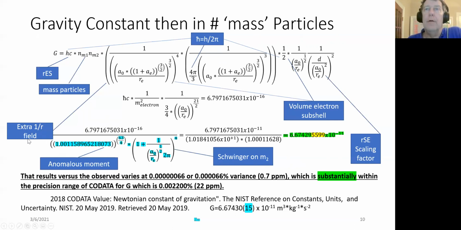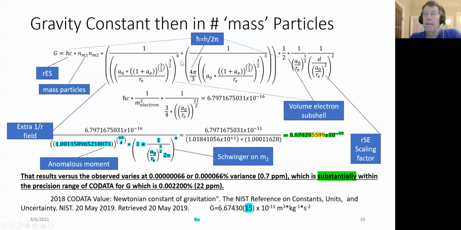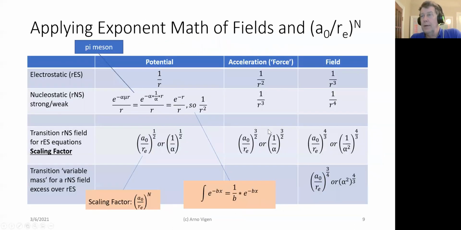Now, there are a couple other parts. Extra 1 over r field. And this is how I get rid of the mass particles, because the mass particles are the push out of those extra nucleostatic acceleration. So that field is at a fourth there. And again, there's that a sub o over r sub e scaling factor, but I have to do this tiny adjustment. It's at the 3/4. Guess what? That's because I'm at the acceleration level.